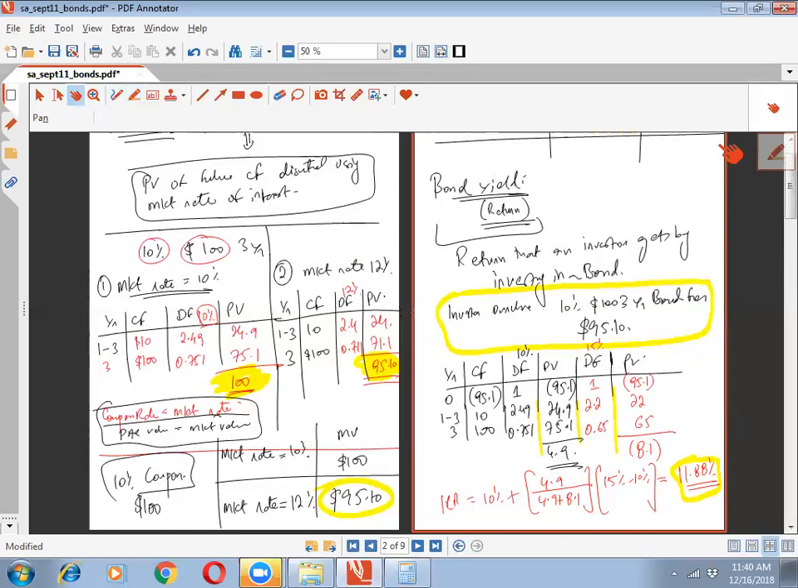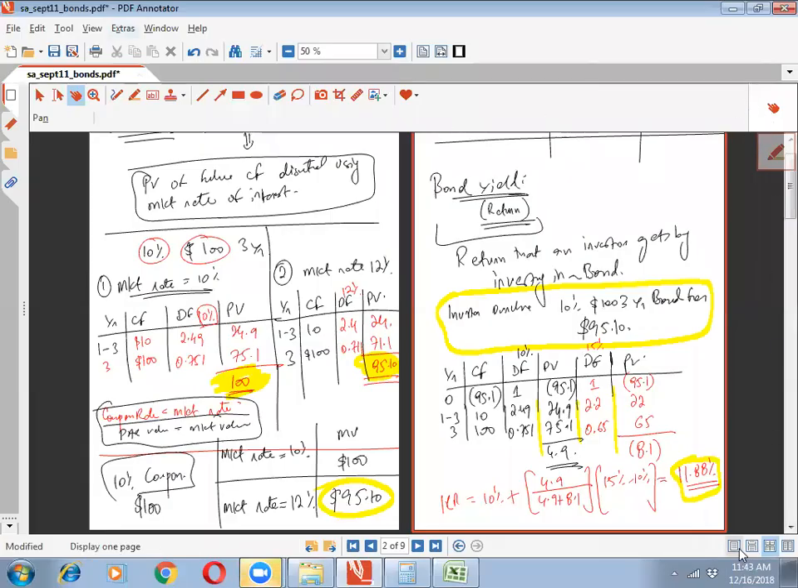Just try to establish the connection between this whole calculation. If you establish a good connection, you would find things to be quite easy in the whole P4, because this bond yield, bond valuation concept is applicable at a lot of places. You would come across this concept at a lot of places in this whole P4. So please go through it. Please try to absorb this.